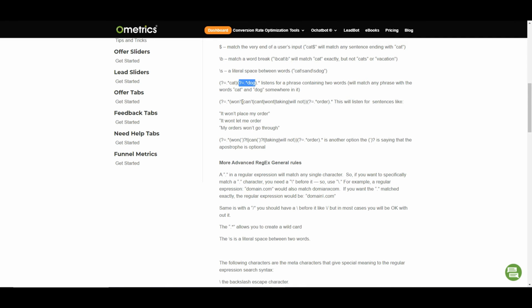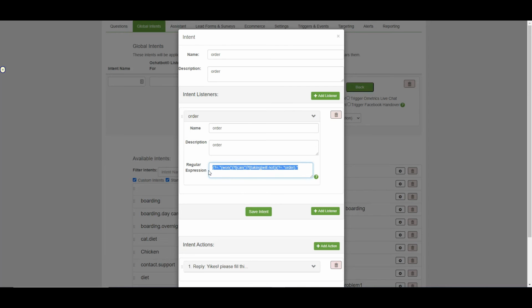To simplify this, with the apostrophe, we can put parentheses question mark like this. And this basically says won't or won't with the apostrophe, either is okay. And then you have the rest of your words here. So now let's go take a look and see this working in action. Here it is here in my regular expression for the term order. I have the won't, can't, taking, will not, and orders. Okay?